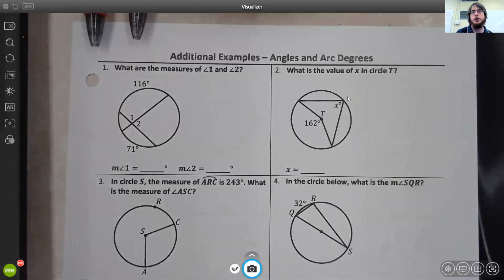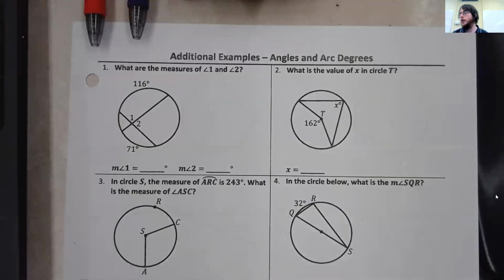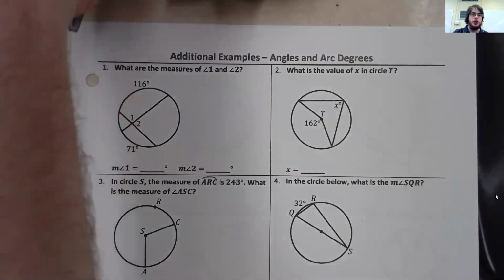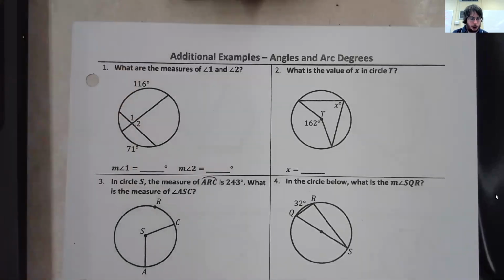Hello everyone, this is Mr. McMillan. I'm here with some additional examples on angles and arc degrees, mainly focusing on a combination of all the different types of angles that we talked about in circles. We'll be working with these for at least a little bit longer, so make sure that you pay close attention to these notes as well as how we determine the answers to each one of these.